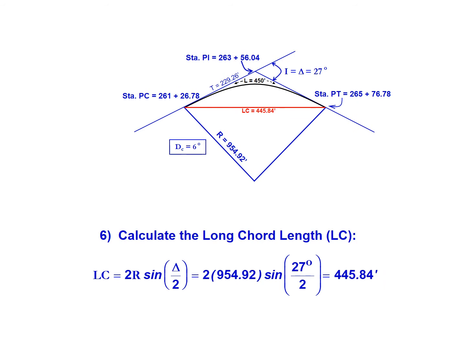Now we can calculate the long chord. The long chord is 2 multiplied by the radius multiplied by sine of delta divided by 2. So 2 times 954.92 multiplied by the sine of 27 divided by 2 gives us a long chord of 445.84 feet.